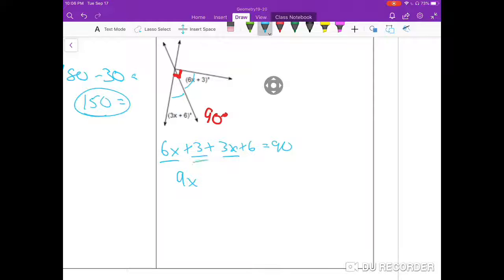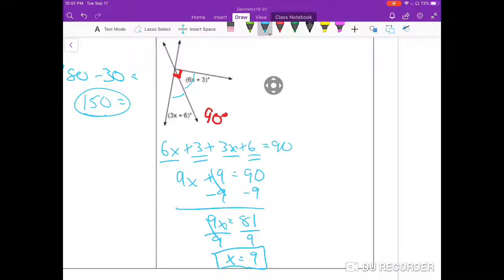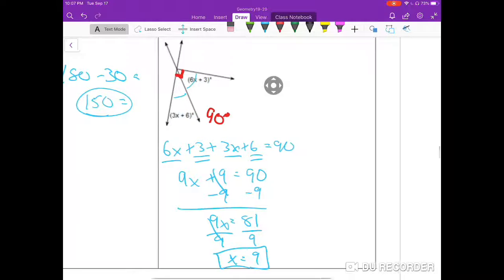So 6 and 3 makes 9x, 3 and 6 makes 9. And I can solve how we normally would with our two-step equations. So again, if you have to, pause the video and slow down just to get an idea of what's going on if I'm moving too fast. Alright, so now I got x equals 9.